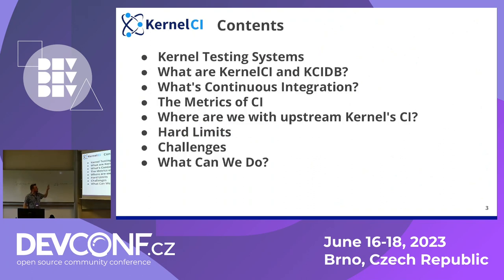So we will go briefly through what the landscape is like for kernel CI, and then I'm going to be defining continuous integration and measuring it, providing metrics, I think, that could describe it for the purpose of this talk. Then we go over what we have and what we cannot have, what is hard, and what we can do with it, or at least what I think we can do with it.